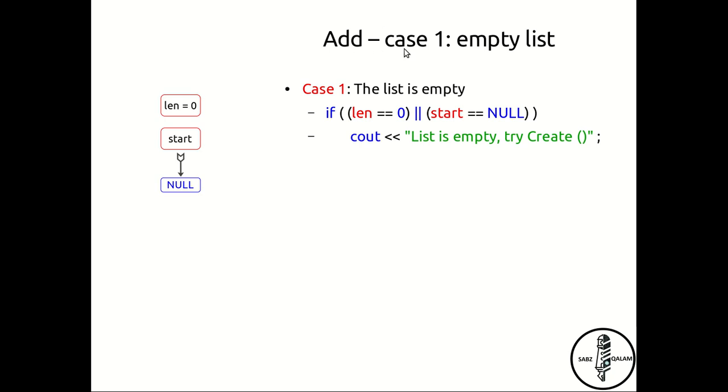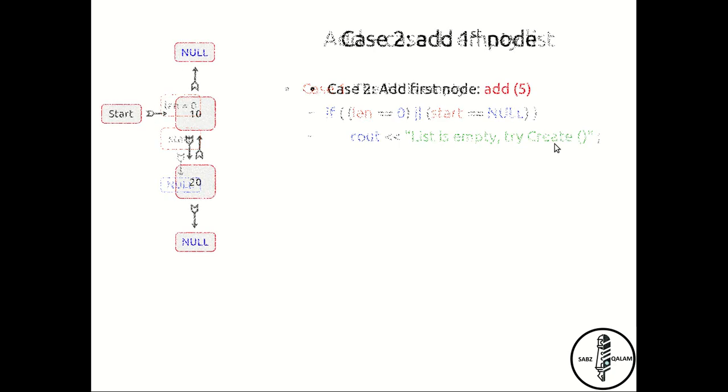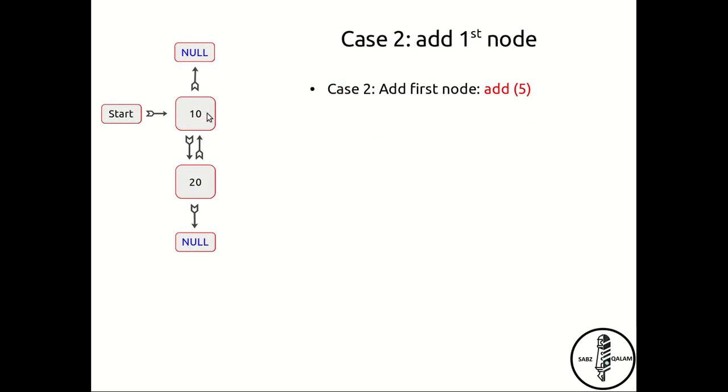Now the case one is, the list is empty. If the list is empty, you can check, because you have two global variables, length and start. So if the length is equal to 0, or if start is pointing to null or is equal to null, both of them indicate that your list is empty. In this case, you shouldn't really be doing an add function. You should rather be invoking the create function.